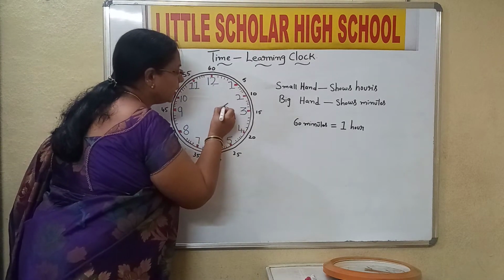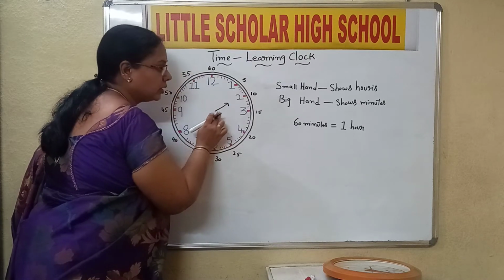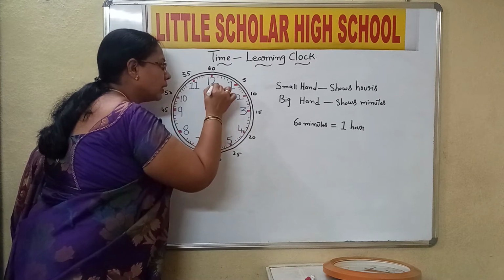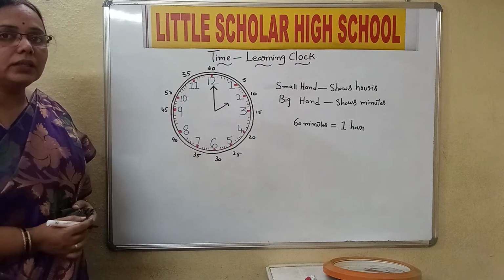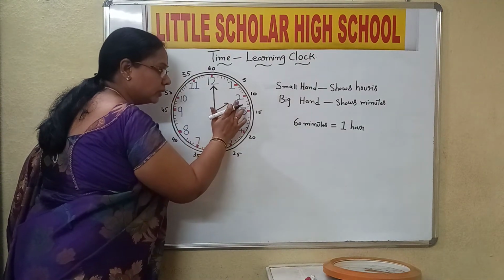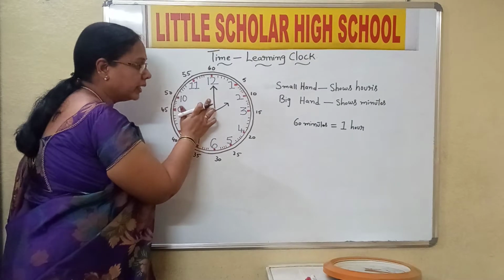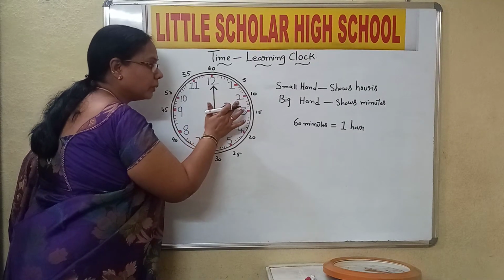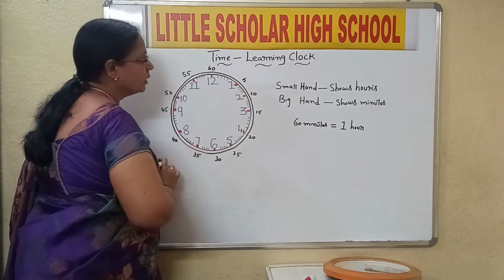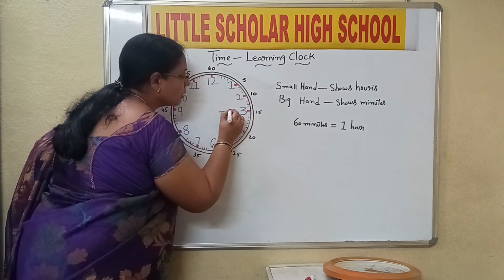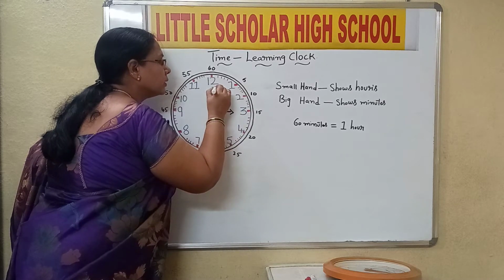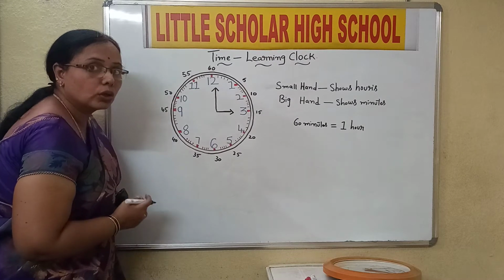Now, for example, if the small hand is on 2, where is the small hand, children? The small hand is towards the 2 and the big hand is towards the 12. Then what is the time now? It is 2 o'clock. So the small needle shows the hours and the big needle shows the minutes. When the small needle is pointing to a particular number, it is that particular time. Now, for example, the small needle is on 3 and the big needle is on 12. So what is the time now? It is 3 o'clock, like that.